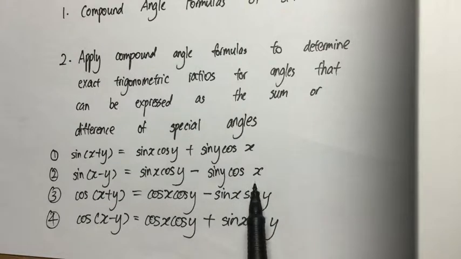sine y cosine x. The third compound angle formula is cosine(x plus y), which can be expressed as cos x cos y minus sine x sine y. The last compound angle formula, which is cos(x minus y), can be expressed as cos x cos y plus sine x sine y.